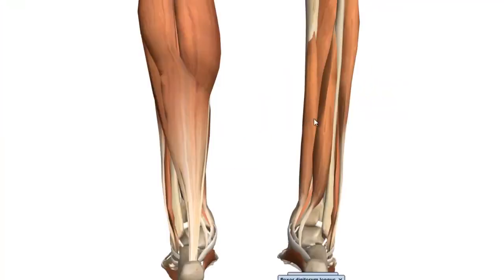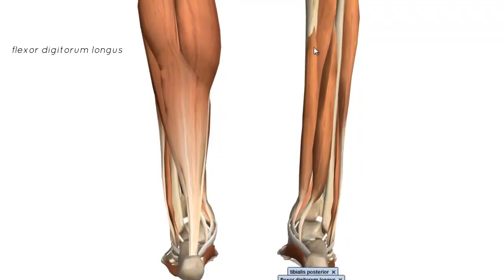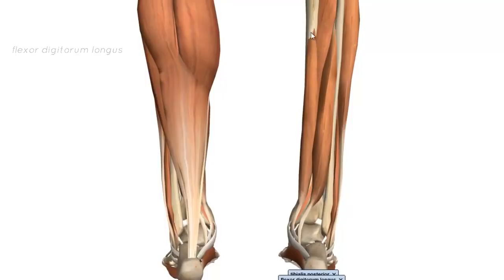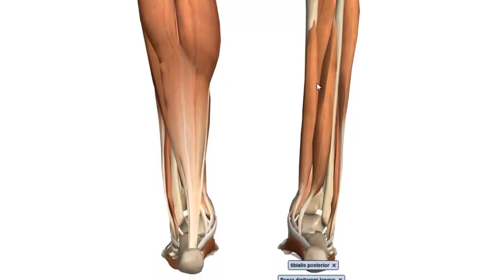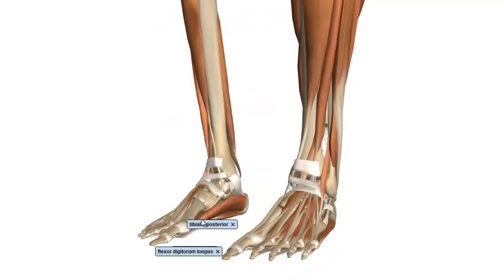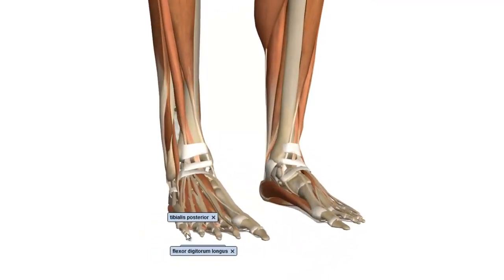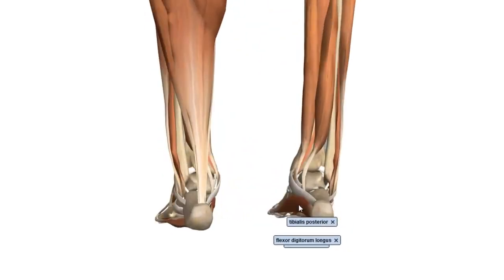So next we've got this muscle here, which is called the flexor digitorum longus, and this muscle, as you can see, sits on the posterior surface of the medial tibia, so the tibia bone here, and this muscle, as you can tell by the name, flexes the digits, so it inserts onto the bases of the lateral four distal phalanges and on the plantar surface. So I'll try and show you that.